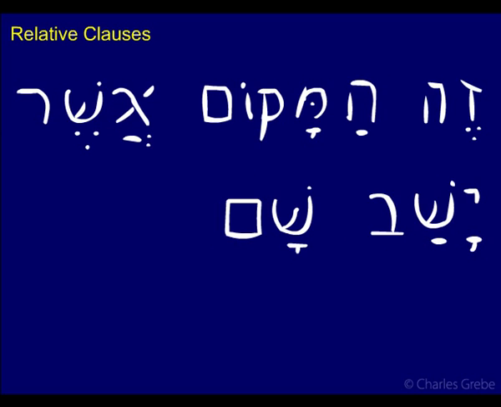Is this my next example? Yeah. Ze hamakom asher yashav sham. So ze is this, makom is place, this is the place, so that's our main sentence. This is the place that, yashav is to sit, he sat, it's a perfect, he sat there. This is the place that he sat there. Well, how would we deal with this in English? This is the place, put this up here, where he sat.